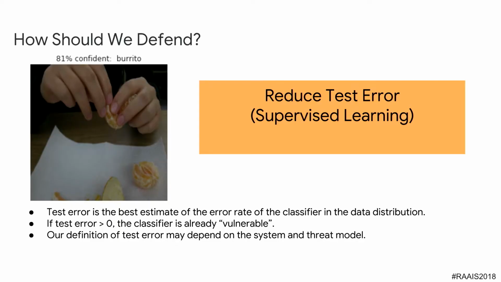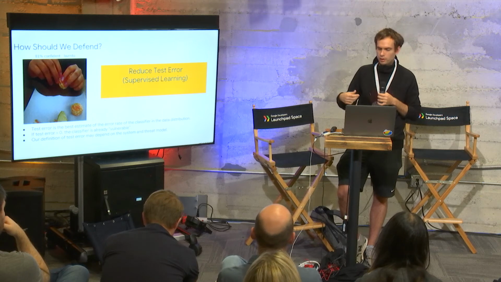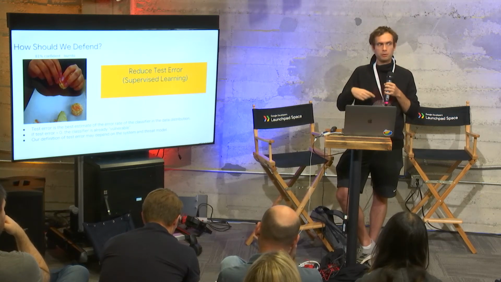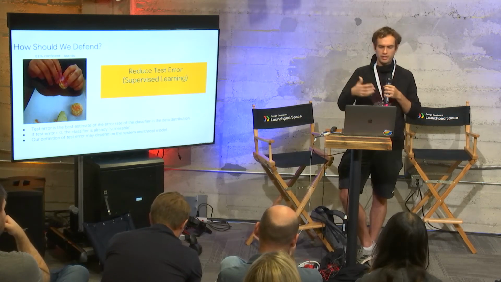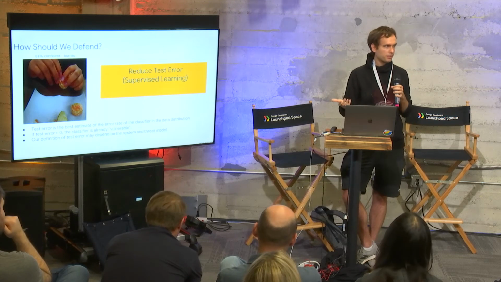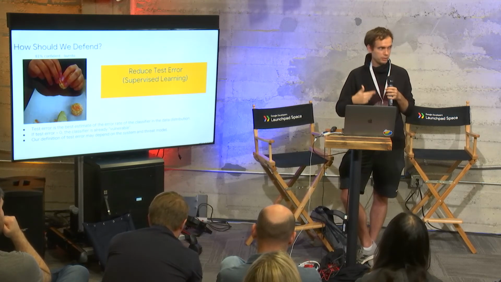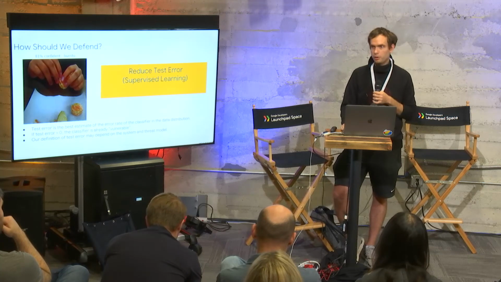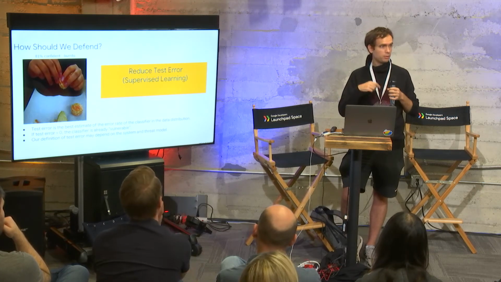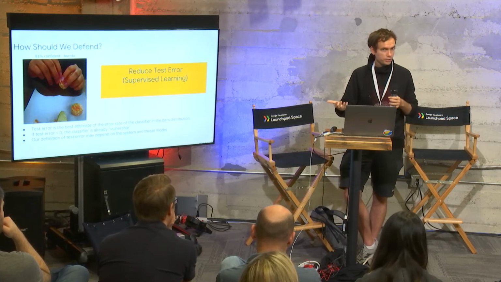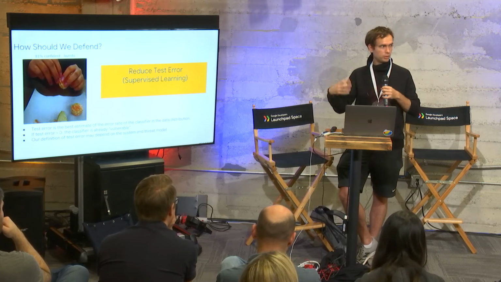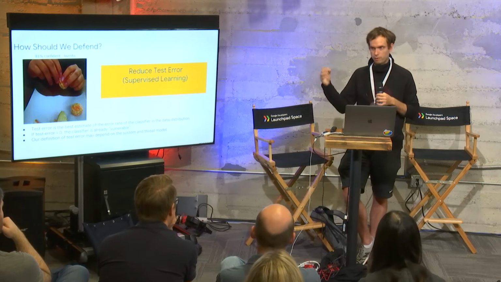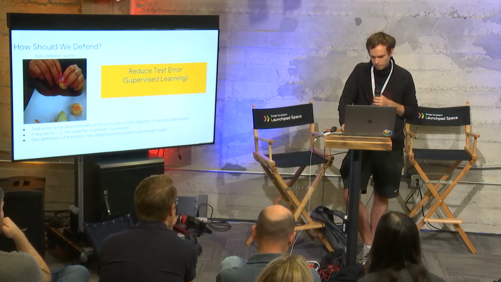Depending on the system and threat model you're trying to secure, your definition of test error might vary. If you're trying to defend against spam email, your test error is basically, what's my error rate on the last couple of months of spam content. You might be constantly curating a data set and trying to reduce error rate in that data set. You might be trying to anticipate future spam attacks, so you might augment your data set, but ultimately that is what determines your test error, and that's the metric that you're trying to optimize.